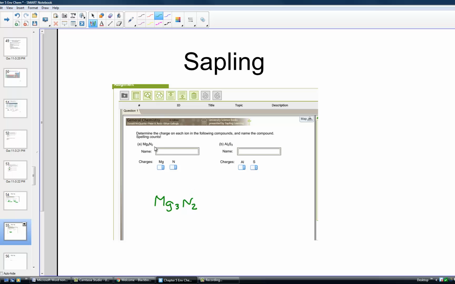Magnesium nitride. Here we have aluminum sulfide. Say the name of the positive, say the name of the negative, but it ends in IDE. So by uncrisscrossing, we come up with a little pattern to help us find the charges that were used when we were using our, oh my gosh.